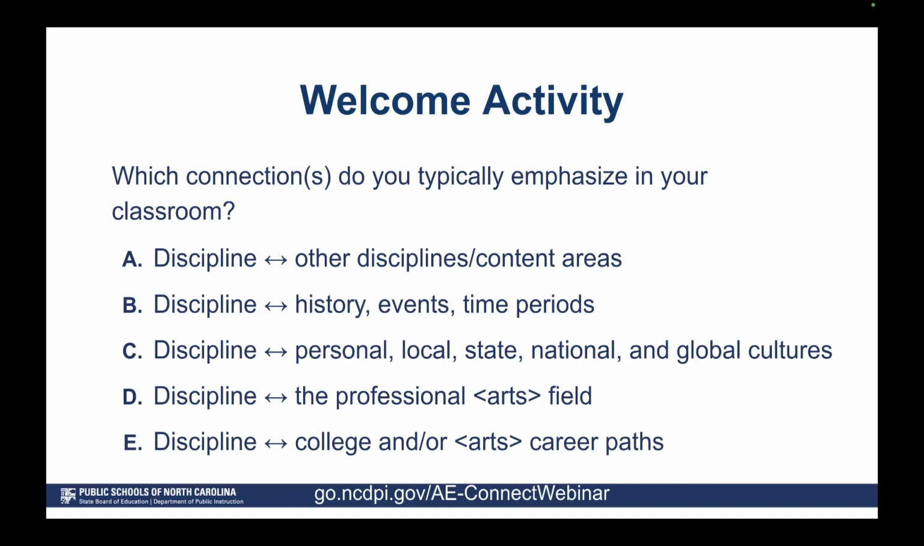Is it that you connect with other disciplines or content areas the most? If that's so, go ahead and write A into the chat. If it's history, events, time periods, I 100% admit this was my weakest area as a teacher. You can type B. If you are great at connecting with personal, local, state, national, or global cultures, then that's C. If you're really great at connecting with the professional arts world that connects to your discipline, that's D. Or if you're really great at connecting with college and career paths, the way that those skills develop us regardless of what our college and career paths are within our arts education field, you can go ahead and hit E.